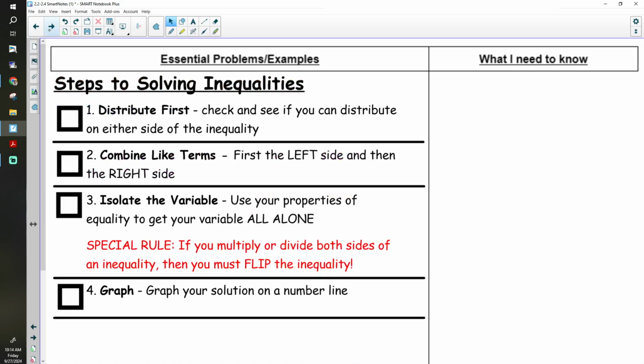Our steps are exactly the same. There's just one tiny little thing we have to be careful of. We're still going to divide or distribute first. Left side, right side, distribute. And we're going to combine like terms on the left side, on the right side. Same old, same old. Then we're going to isolate our variable. Now there's one thing that we have to add here. If you multiply or divide both sides of an inequality, you must flip the inequality, but only when it's a negative number.